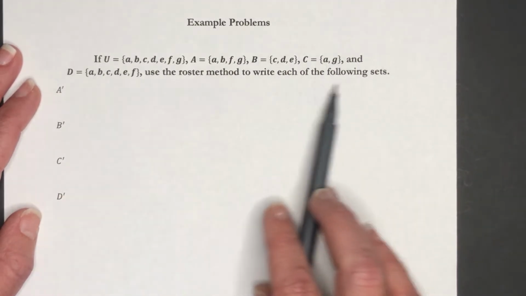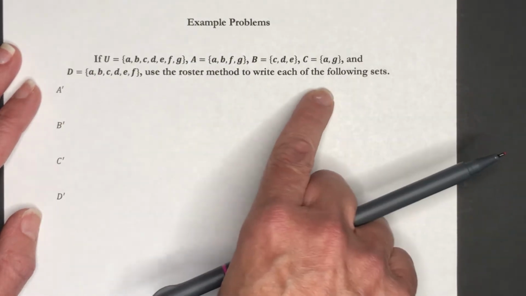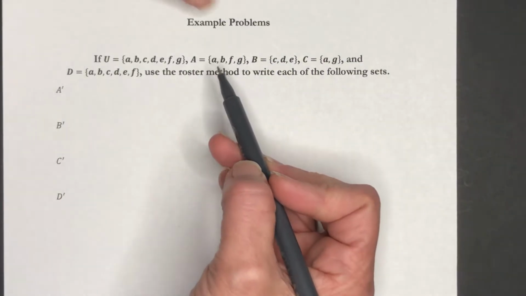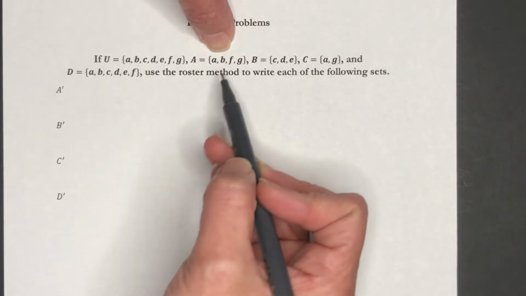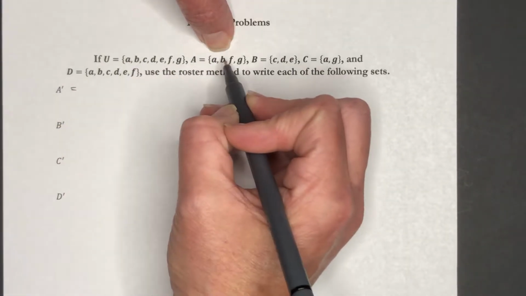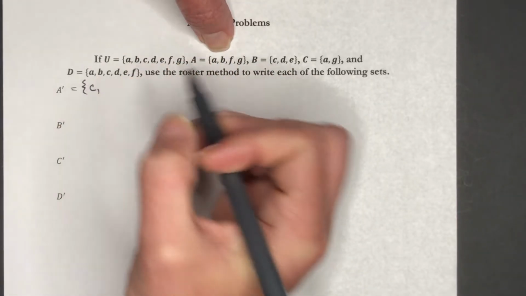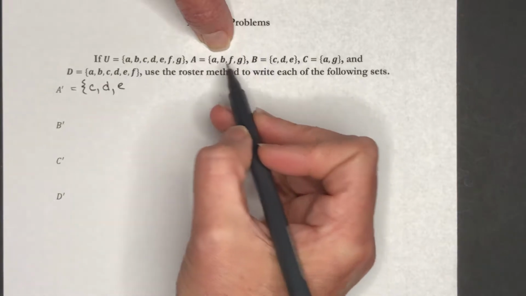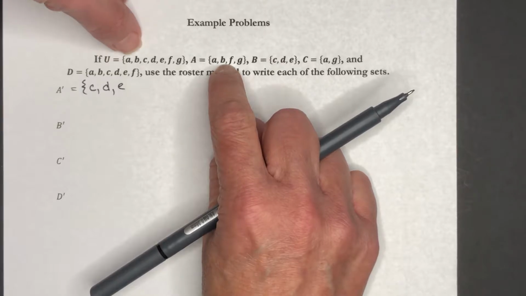Here we are given the definitions of some sets for these problems, and they're going to ask us to find these things using the roster method. So basically, list everything. To find A prime, or the complement of A, here's my A set, here is U. I'm just going to write down everything that is not in here but is in here. So A is here, B, C is not over here, so this is going to be C. There is no D in here, no E, but there is an F and a G. So basically, when you're comparing these two, what's missing from A? Well, C, D, and E.